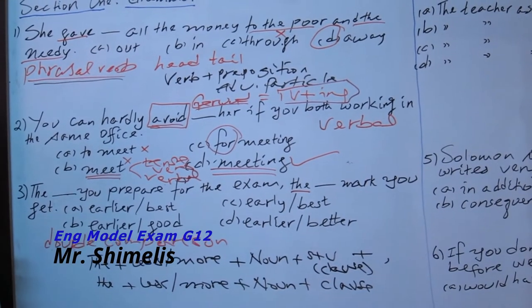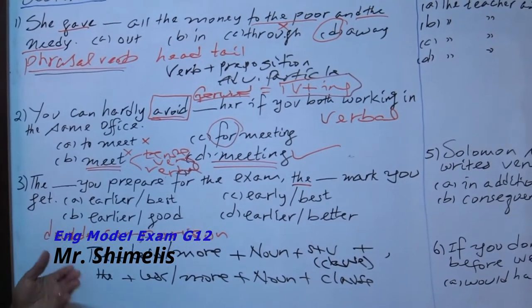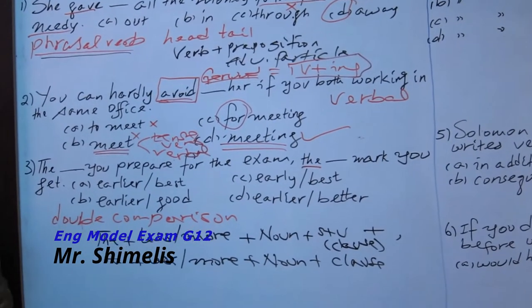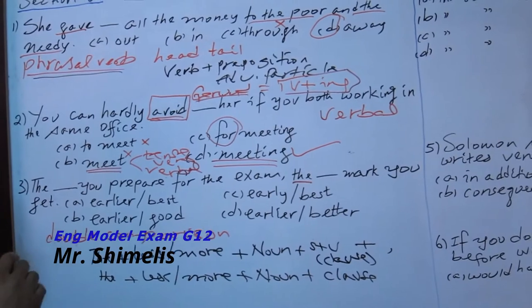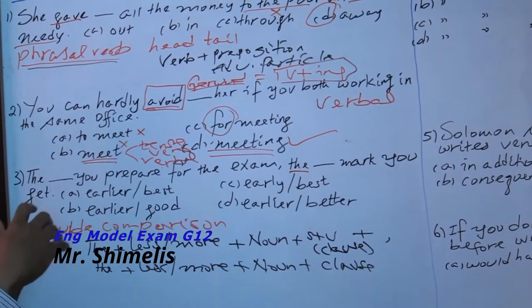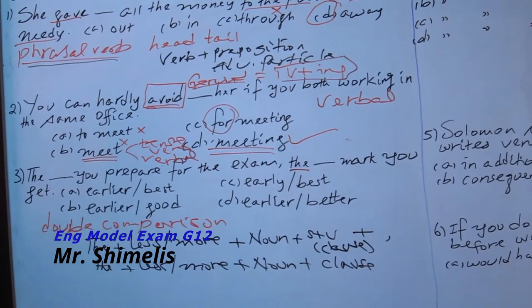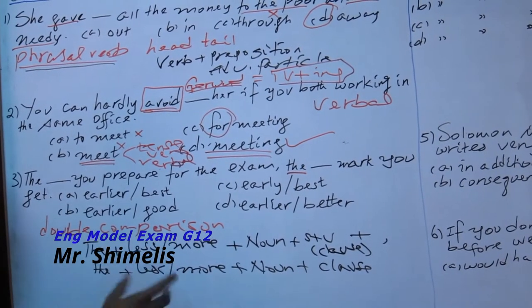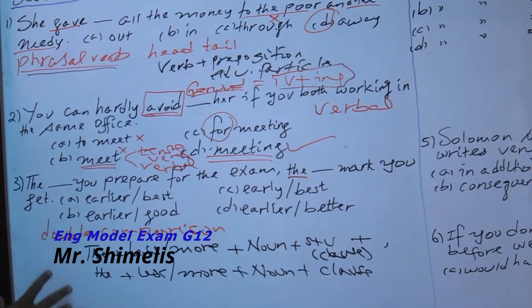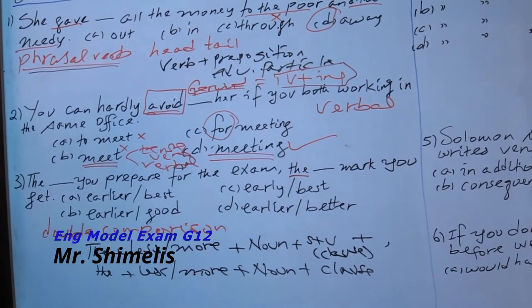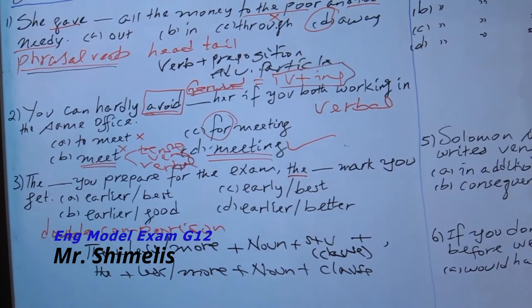Usually double comparison shows the gradual increase or the gradual decrease of something. When something is getting more and more bad, or getting more and more good, we use such a structure, double comparison, to indicate the gradual increase or gradual decrease of something, or states of something.